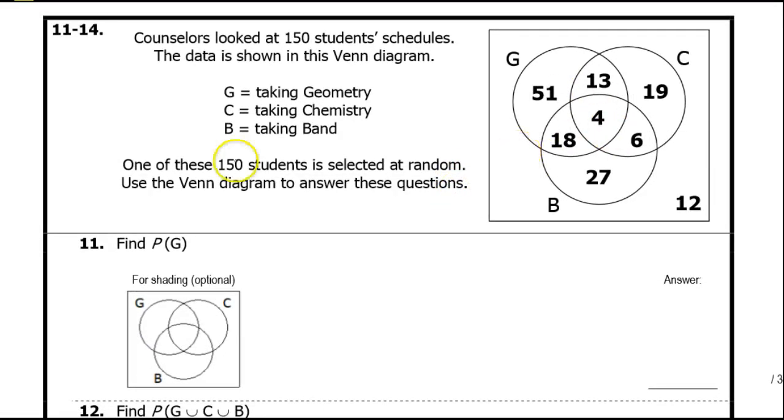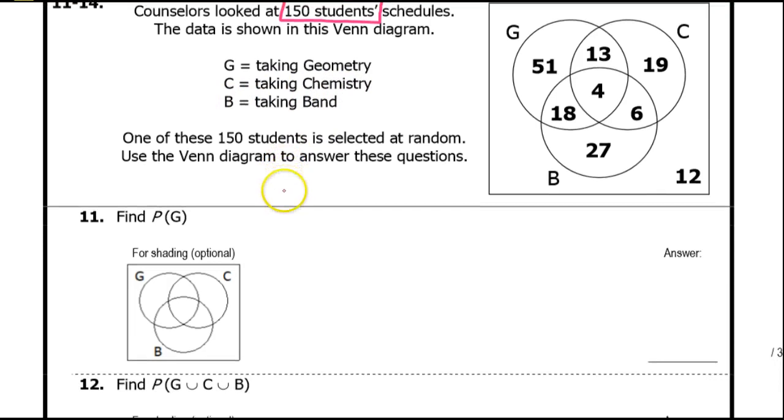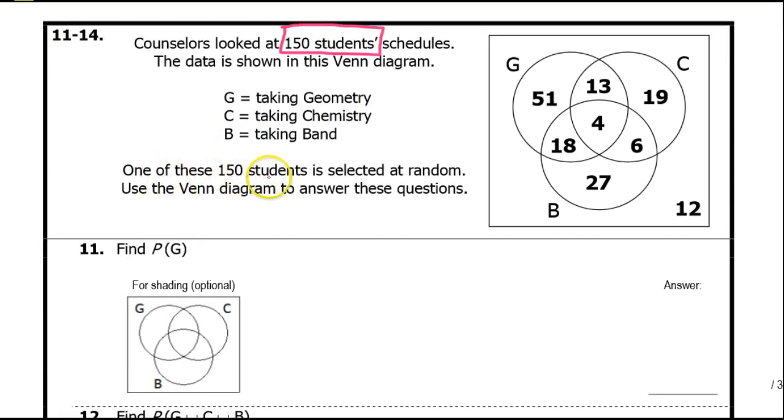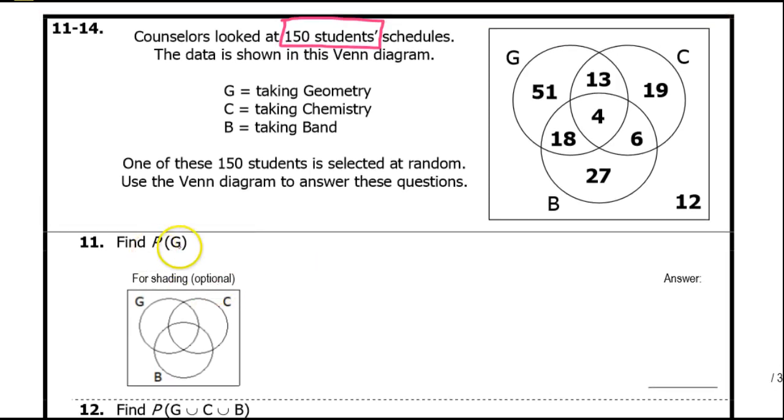Okay, a triple Venn diagram. Counselors looked at 150 students, so that's the total, don't forget it. They looked at their schedules. The data is shown here. G is taking geometry, C is taking chemistry, and B is taking band. So, if one of these 150 students is selected at random, we're going to answer the following questions. So what is the probability of G? Notice the P, probability, target over total, we're doing a fraction, not just a number.